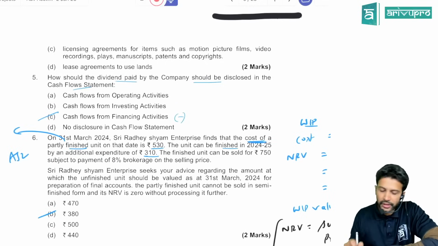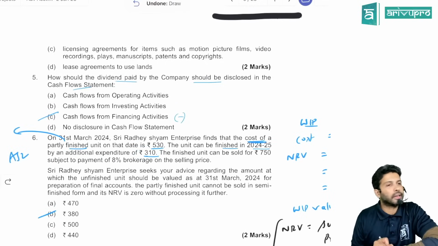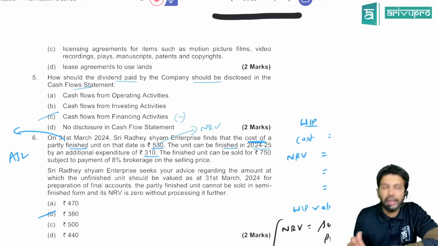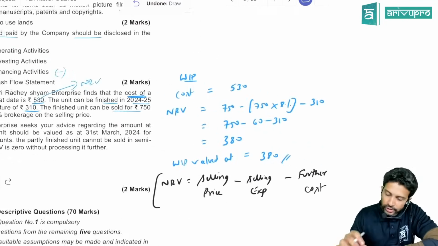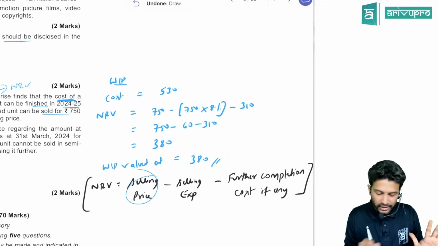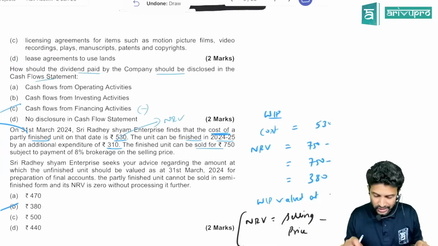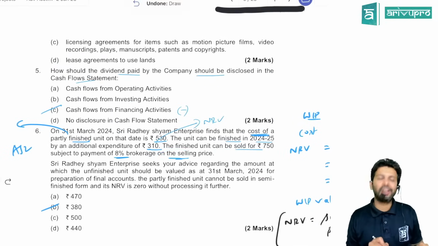This unit can be finished next year, that is 24-25, by an additional expenditure of 330. So this is further completion cost. It will be considered for what calculation? The NRV calculation. The finished goods can be sold for 750. So this is what you need to calculate NRV. So what is the equation? Selling price. What is the selling price? 750 minus selling cost. Is there any selling cost? Yes. To sell the product, you have to pay 8% brokerage on the selling price.